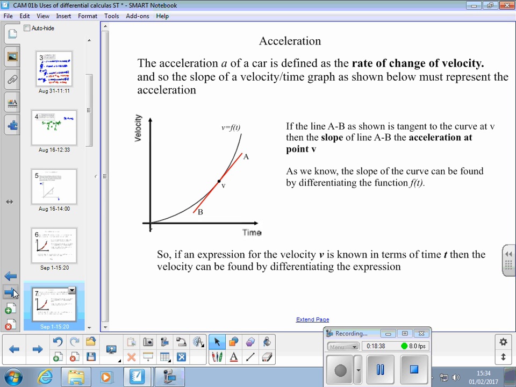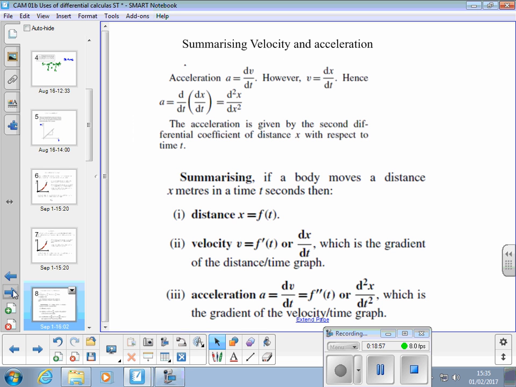So if we express velocity v in terms of time, then we can find acceleration by differentiating that expression. So we differentiate velocity with respect to time to get acceleration. To sum that up, acceleration is dv by dt. However, v is dx by dt.